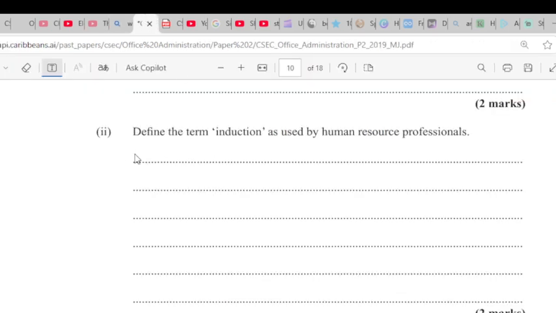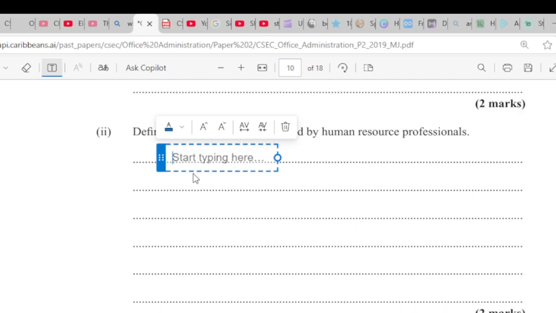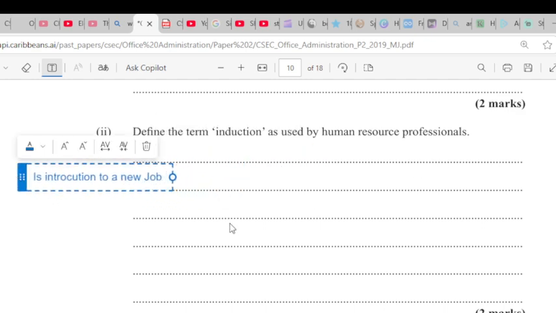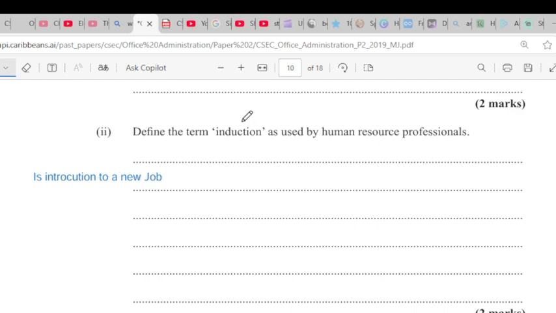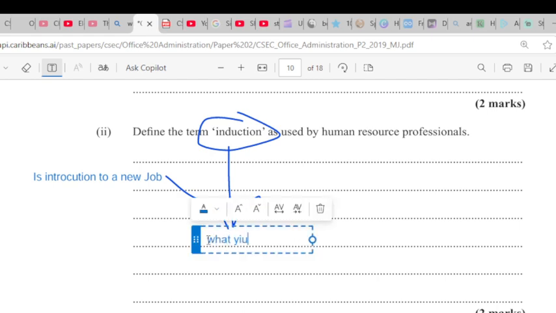So induction, the term utilized by the human resource professional, is the introduction to a new job. This is where they teach you or show you what you're actually getting yourself into. So if you are applying for a new job or you're in a new job, the human resource person would usually in most cases give you a heads up of what you're getting yourself into. So let's just put it right here: what you're getting yourself into.